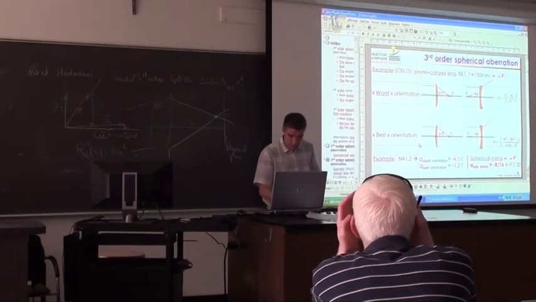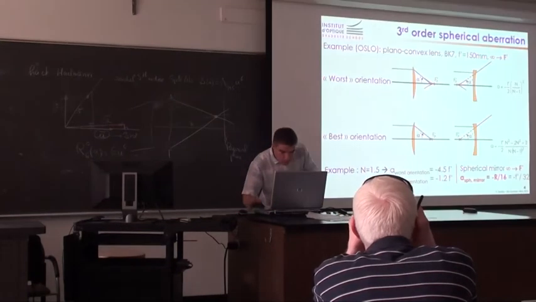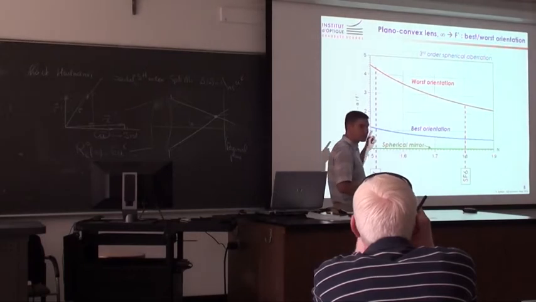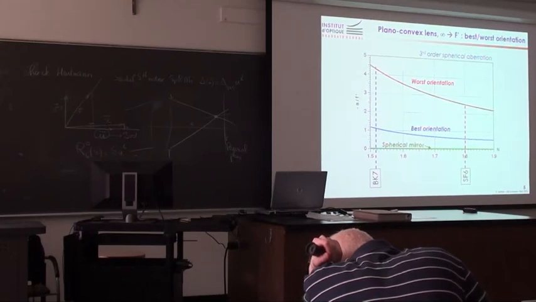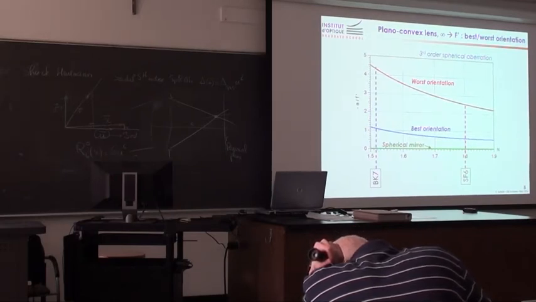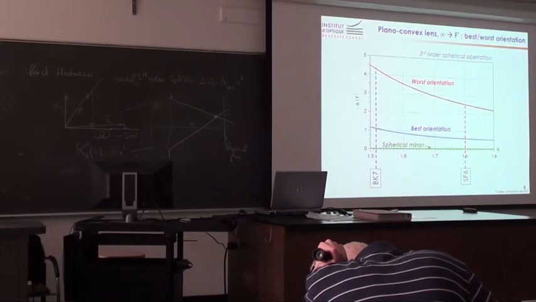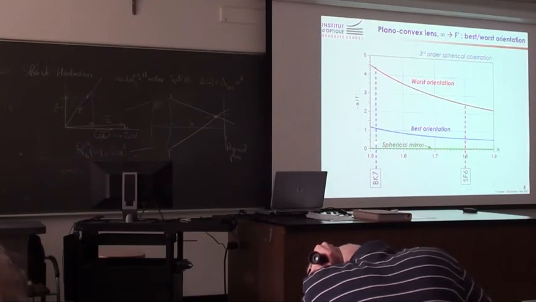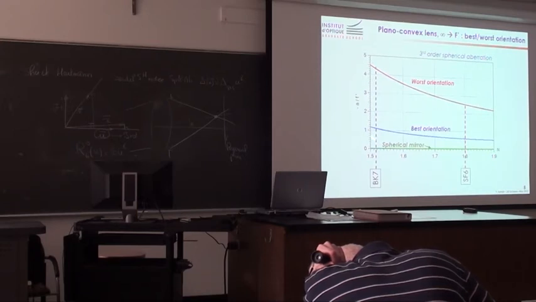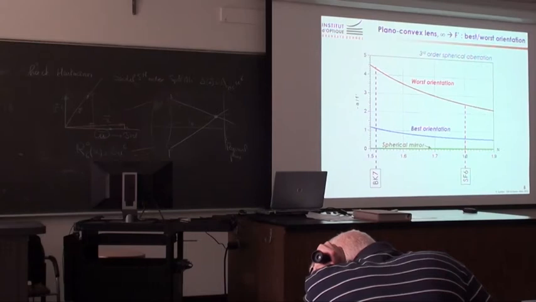Also, I've plotted the following thing. How does spherical aberration vary with the index of refraction of the lens? If you have the choice, would you choose a high n or a low n? The answer is choose a high n, because the functions I've shown before, the n minus 1 squared, decrease with n, both in the worst and in the best orientation. And for n equal 1.5, you've got the famous factor 4. Actually, this factor 4 is roughly embedded all over the area of the standard glasses that you use in the near infrared and visible spectrum.